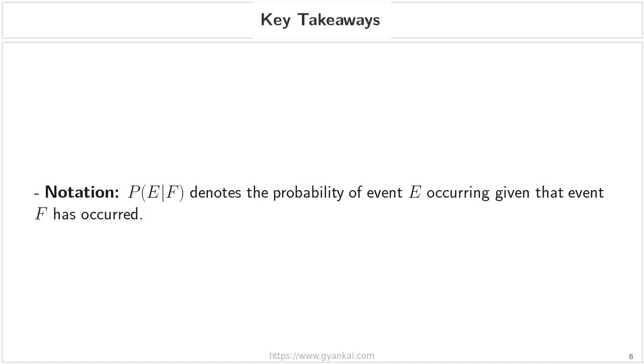Key takeaways. All right, we have reached the end of our lesson. Let's take a moment to recap the key takeaways from today's session to ensure everything is clear before you move on to your practice problems. First, let's revisit the notation. Whenever you see the vertical bar in the expression, the probability of event E given event F, remember that the event following that bar, which is event F, is the one we already know has occurred. It is our starting point.